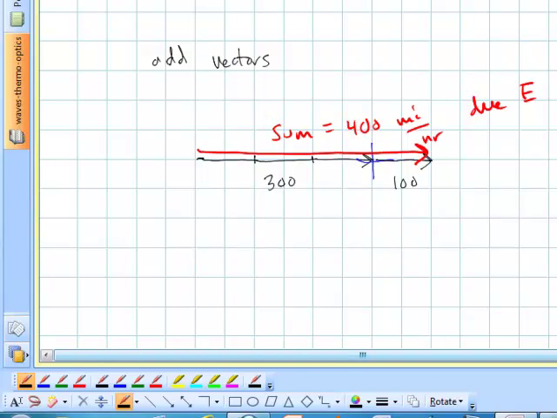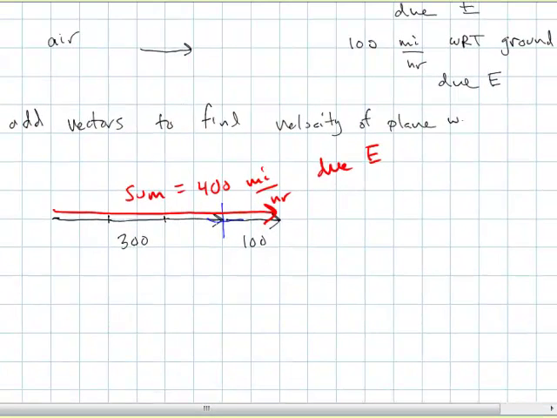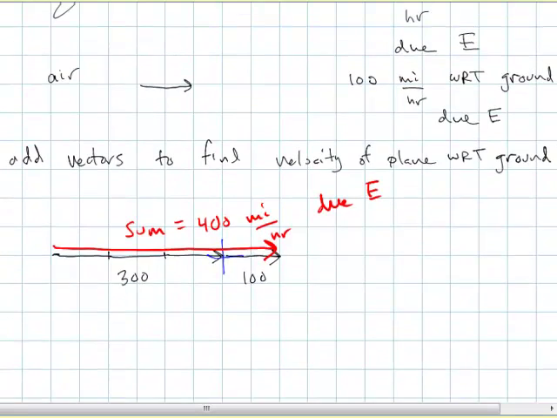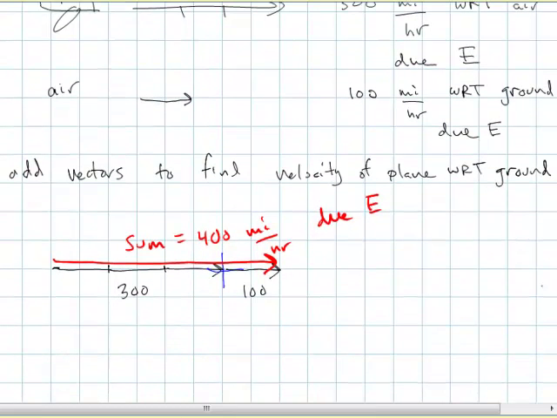So what I'm trying to find, I guess I should tell you, right? We're adding the vectors to find this velocity of the plane with respect to the ground. So we're given the velocity of the plane with respect to the air. We're given the velocity of the air with respect to the ground. And if we add those two vectors together, we can get the velocity of the plane with respect to the ground. Okay, this one's pretty straightforward. I think you all could do that, right? You kind of know that.